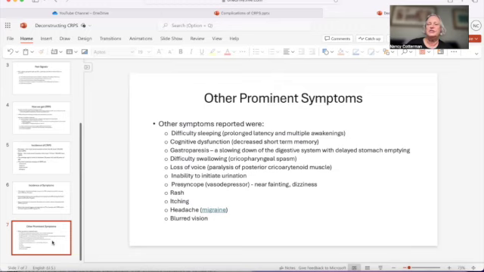Presyncope, which is a vasodepressor and causes near fainting or dizziness. Rash, itching, headache, such as migraines, and blurred vision.